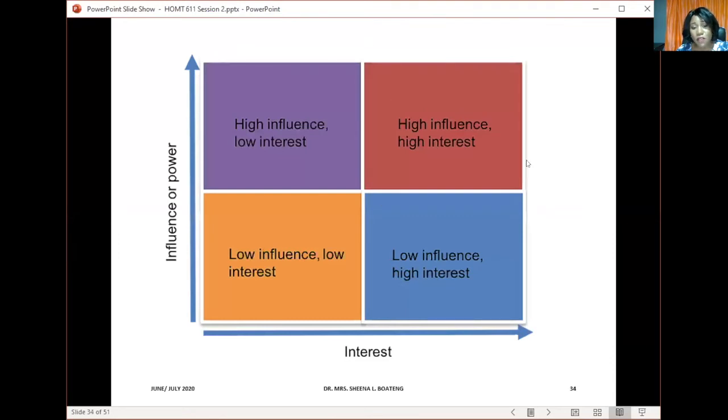Now, for those who have high influence and high interest, it means that they have contributed a lot to events and they are very vested in the outcome of the event.